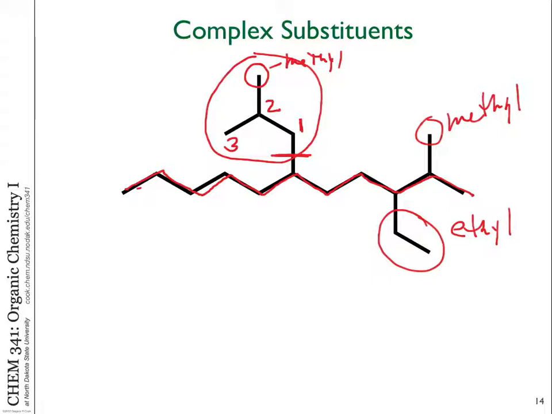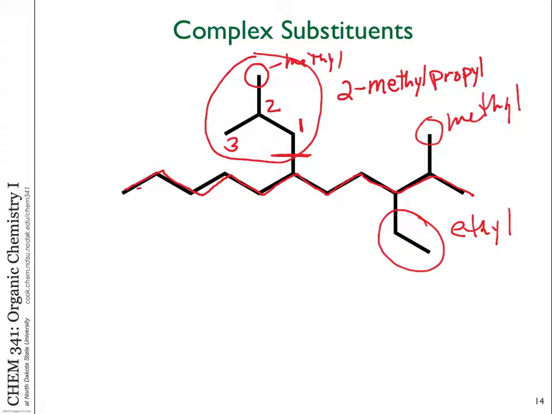So the name for the complex substituent here should be what? It's a 2-methyl-propyl group. 2-methyl-propyl. So the 2 refers to its position on that side chain propane. On the propyl side chain, the methyl is branched at the 2 position. Remember, you always start numbering from the point of attachment. So we have a 2-methyl-propyl group, we have a methyl group, and we have an ethyl group.